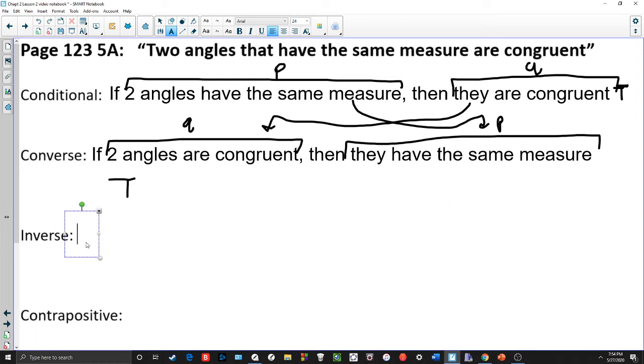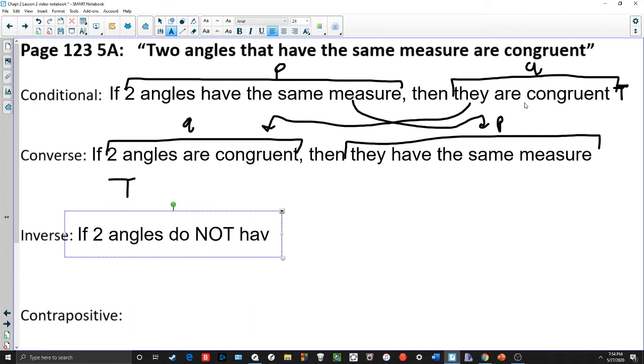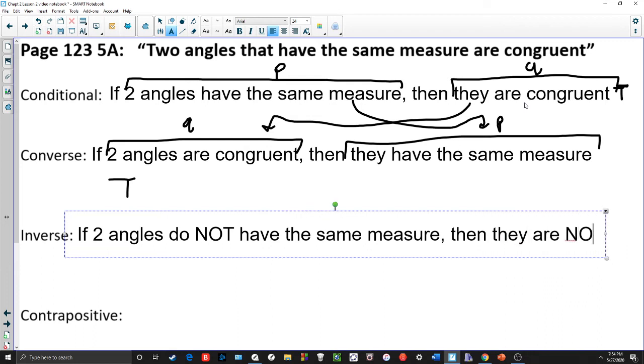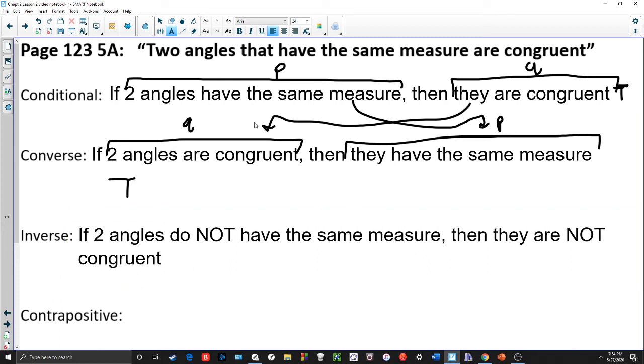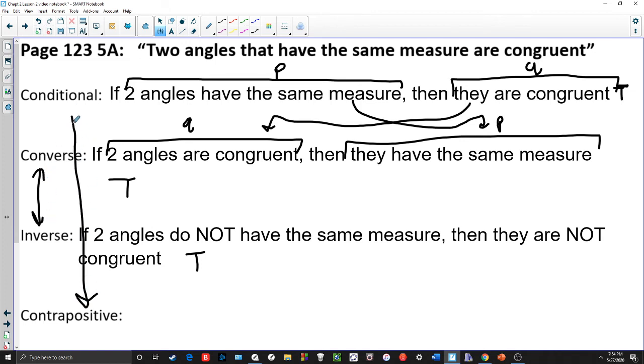So the inverse is not P and not Q. So the inverse is negate the first and negate the second. So if two angles do not have the same measure, then they are not congruent. So negate P and negate Q. If two angles do not have the same measure, then they are not congruent. And this would also be a true statement, because as we said before, the converse and the inverse are always going to have the same truth value.